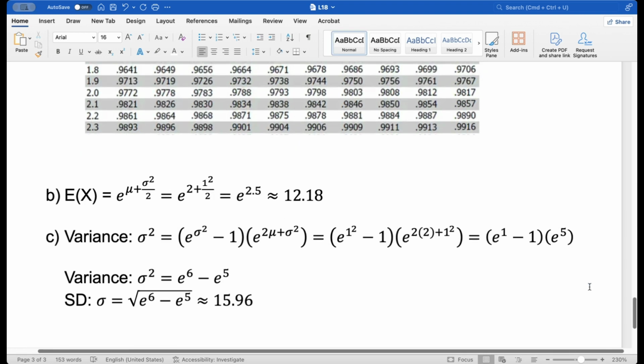All right, this concludes the section on the log normal distribution.